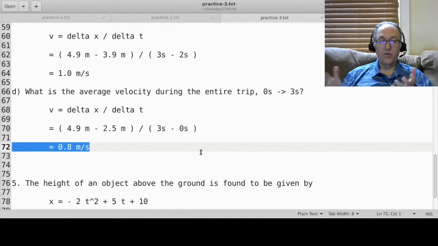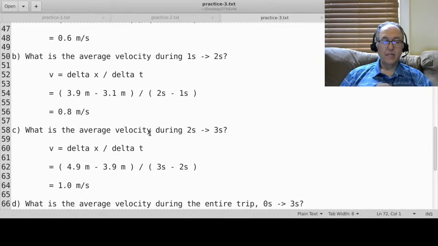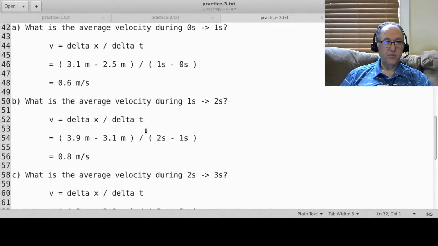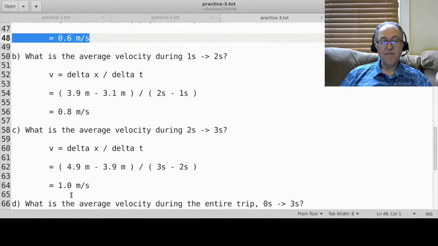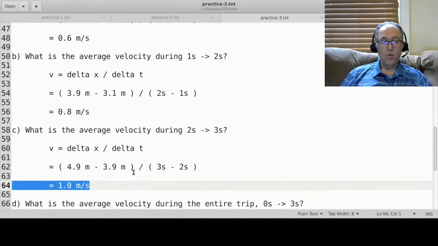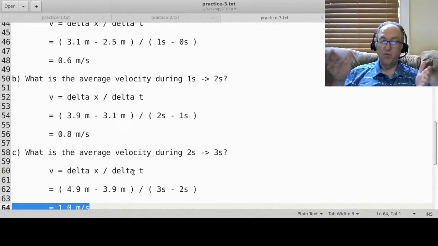Now you should ask yourself a question. Does that make sense? Well, let's take a look at the average velocity during those three 1-second intervals. Your low value was at the beginning, 0.6. Your high value was at the end, 1.0 meters per second. Your average has to be between those two.